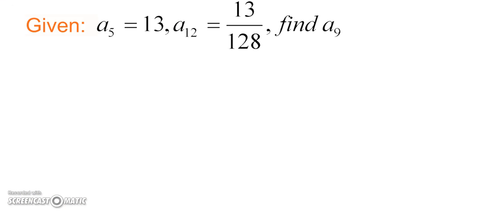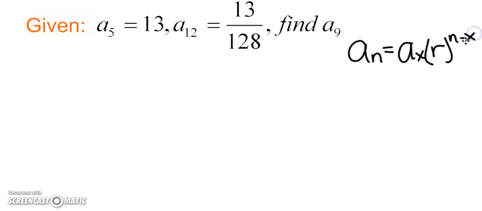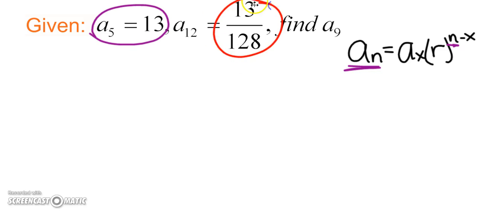Alright, given a sub 5 equals 13, a sub 12 equals 13/128, find a sub 9. So this one again, I'm going to start you out and say you need to use the structure of a sub n equals a sub x times r to the n minus x. I'm going to use this one as a sub n and n as a pair, and I'm going to use this one as a sub x and x for a pair. Go ahead and plug into this formula and see if we get the same r value. Pause your video now.